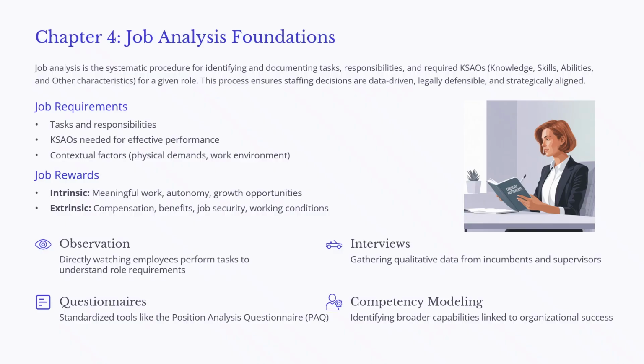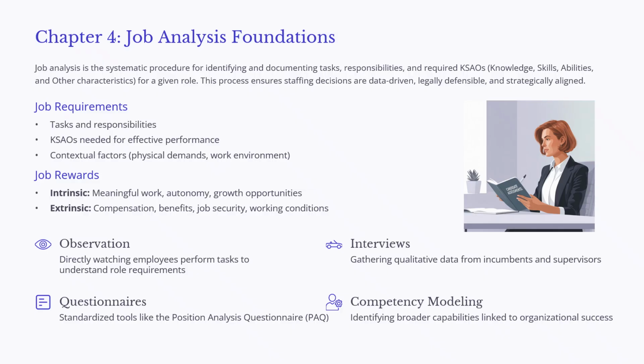There are 2 critical dimensions related to job analysis. The first is job requirements, and that's the outline of tasks and responsibilities, then the necessary KSAOs. And you may never have heard of that acronym before. It starts with K for knowledge, the information a person needs to perform the job, maybe the knowledge of HR laws or computer programming or even accounting principles.